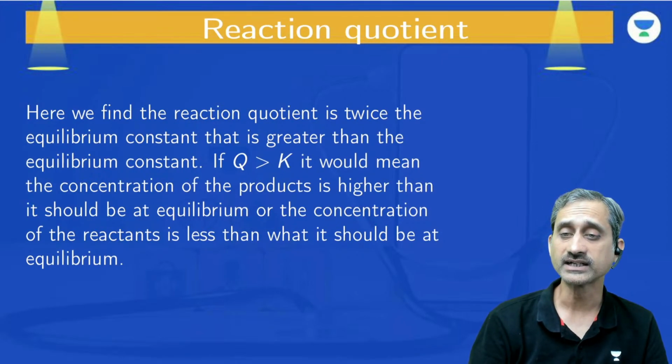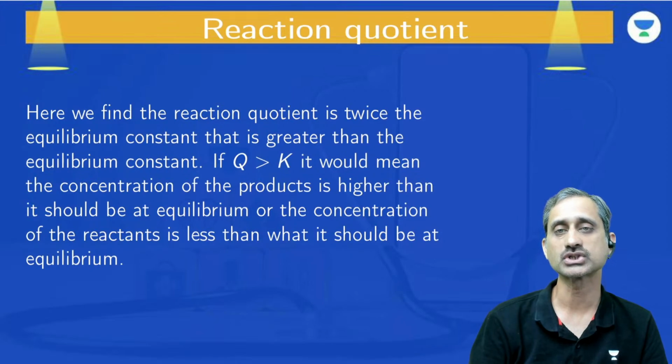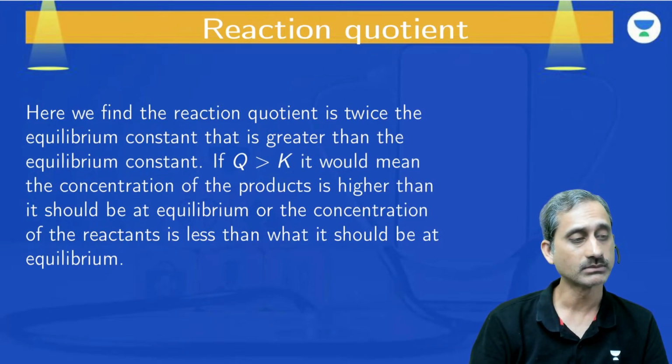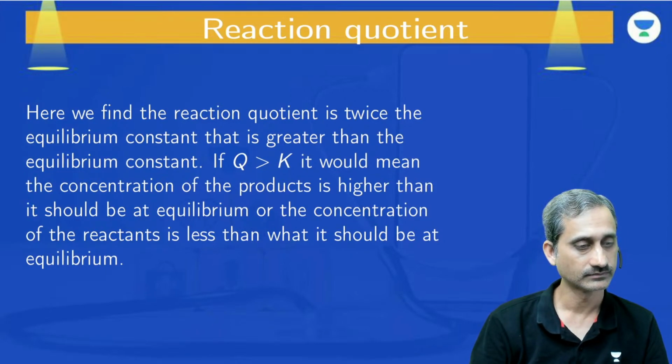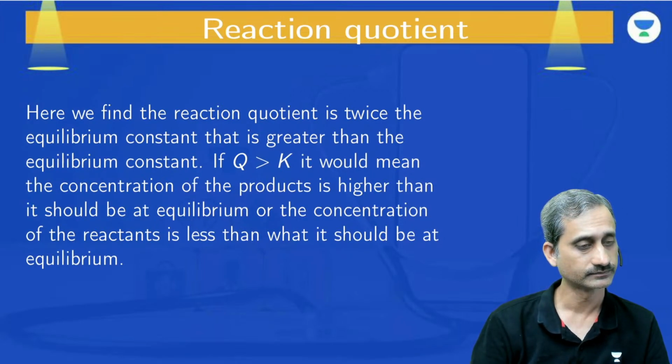Now, how do we find whether it is moving forward or backward? By finding out the value of Q, the reaction quotient. We find the value of the reaction quotient and compare it with the equilibrium constant. And there we find whether the reaction is going to go forward or backward. Okay?